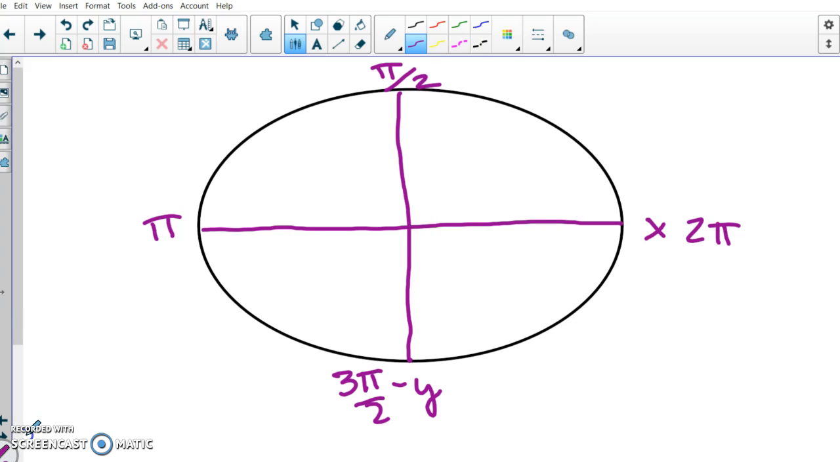If we just consider from 0 to pi, 1 whole pi, then we can quickly estimate these values. If we take that full pi and cut it into 6 equal portions, there's 1, 2, 3, and 4, 5, 6. We can see that one of those sections would be pi over 6.